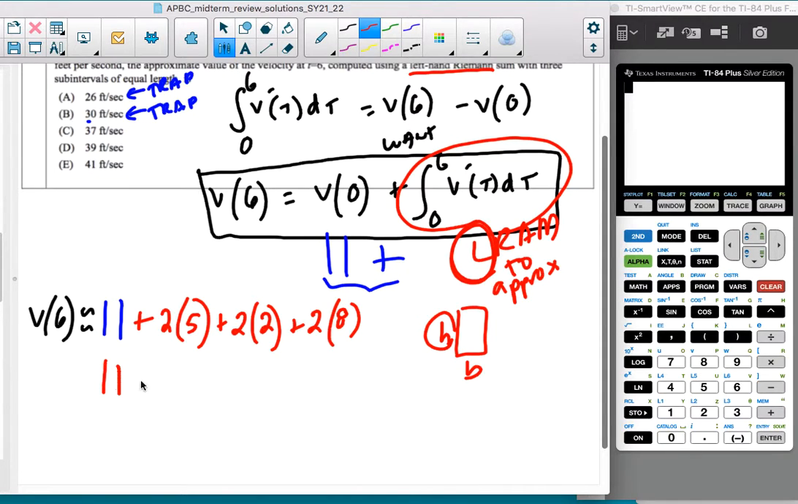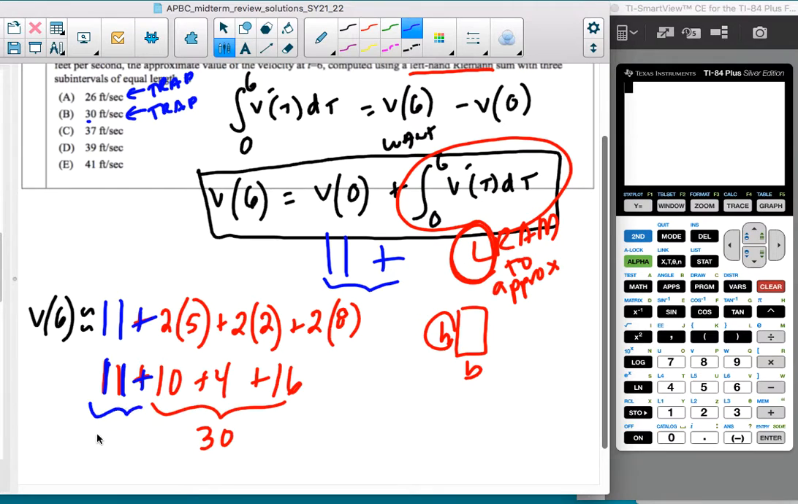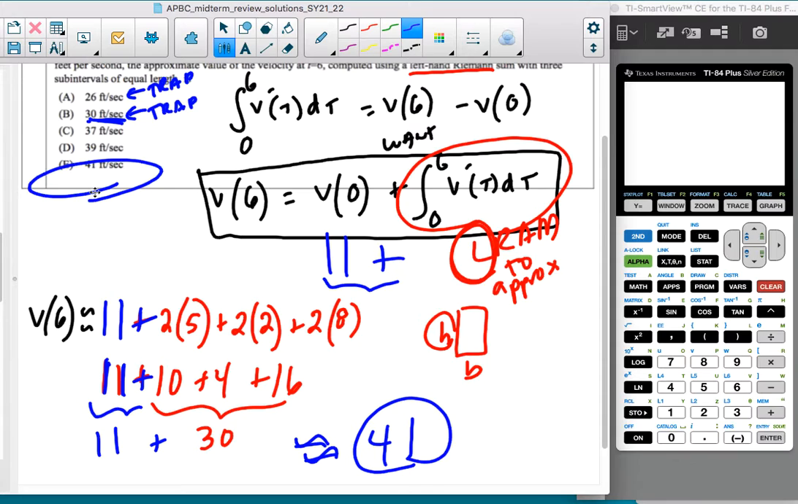You could definitely put it in the calculator if your brain is too fried and just totally over it. If I add all of these together, I get 30. And remember, I have this 11 sitting in front. I intentionally did this first without the 11 because I wanted to point out to you that 30 is definitely a trap answer, because if you forget the plus 11, you get 30. The answer is that this is approximately 41, and the answer is E, but 30 is a trap.